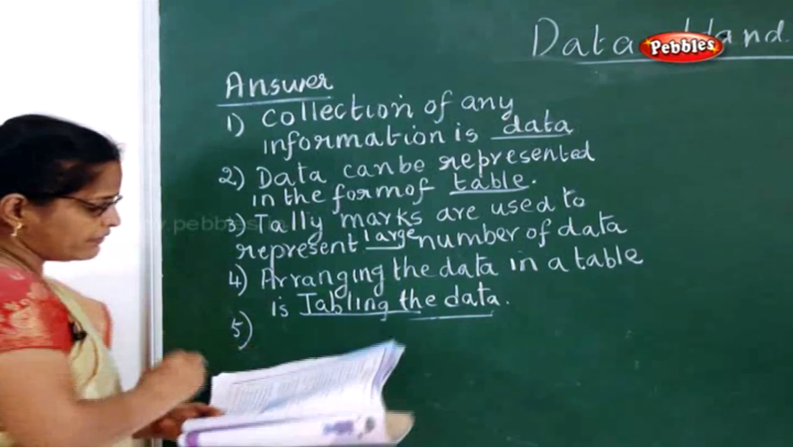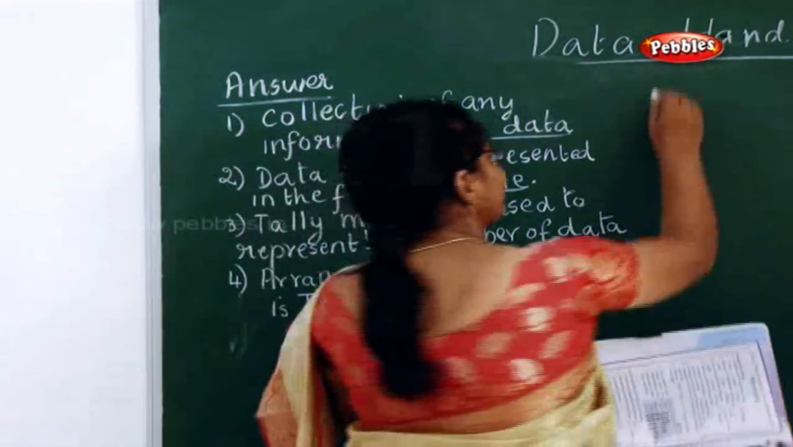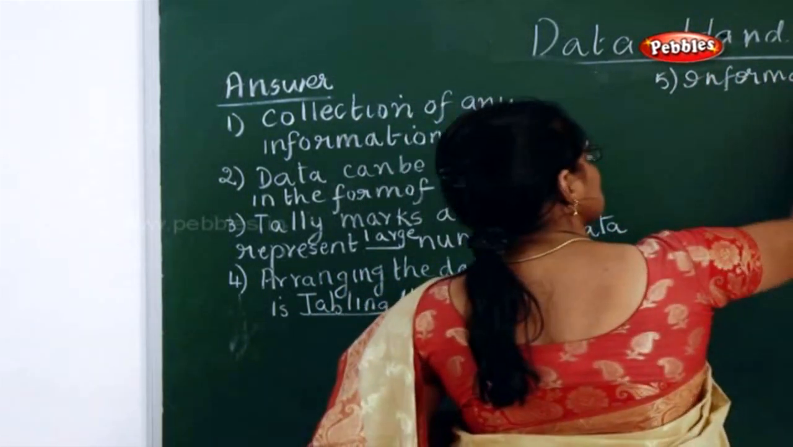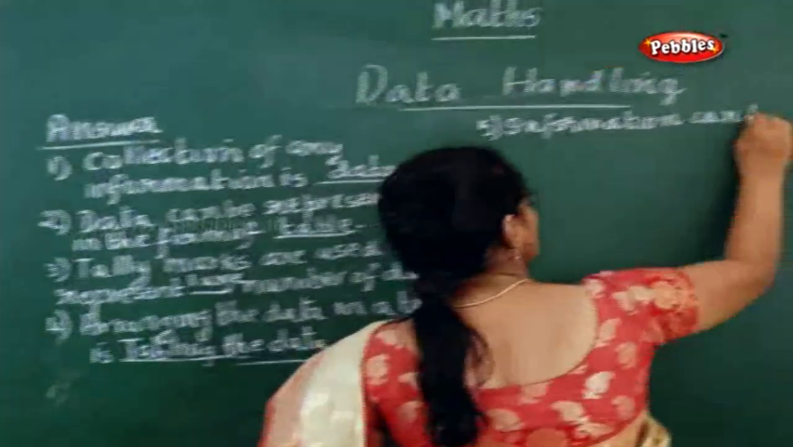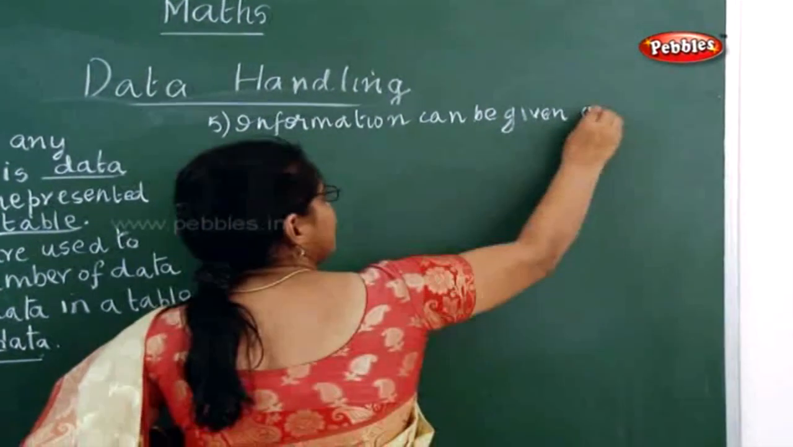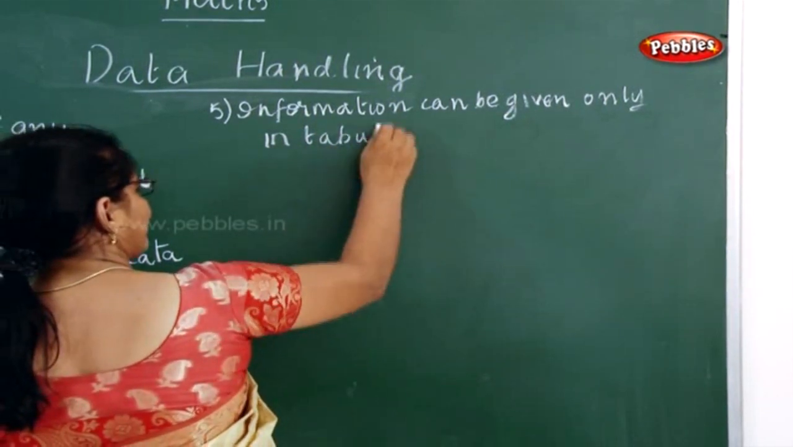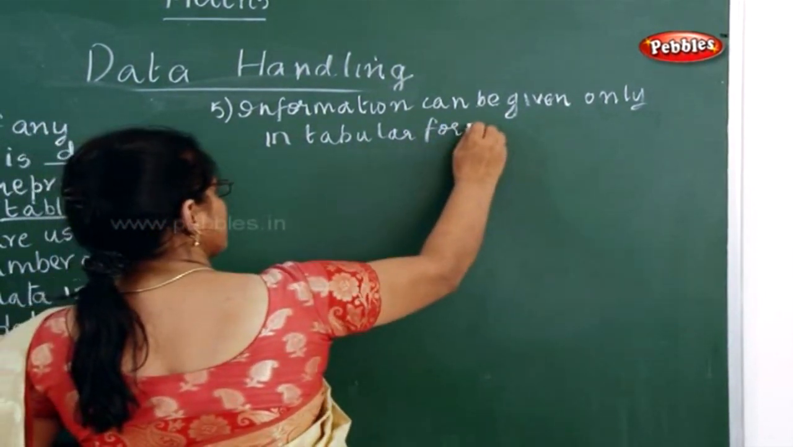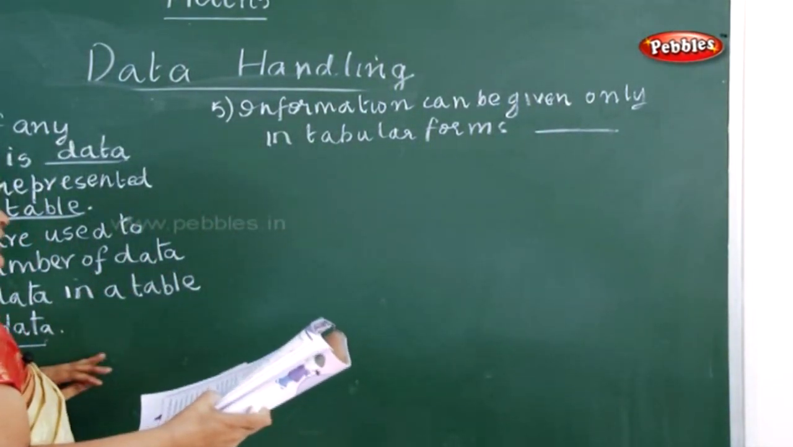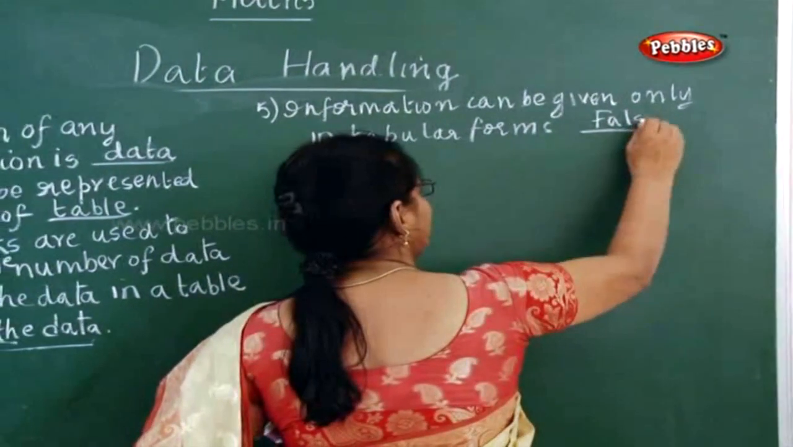Now what is the fifth question they have given? Information can be given only in tabular forms. Is it true or false? Can it be given only in tabular forms? They have asked whether it is true or false. No. It can be given in all forms. So it is false. You have to write false.